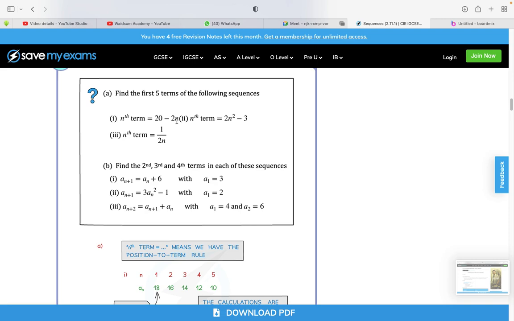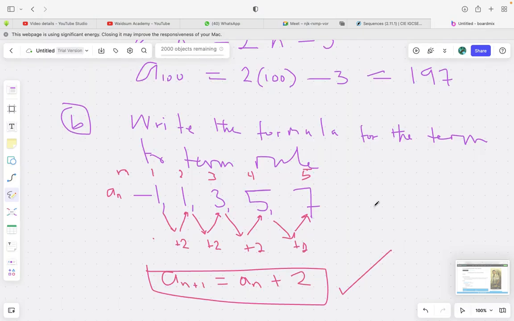For the first case, n is 1. So 2 times 1 is 2, so 20 minus 2. Let's write the formula on our board: 20 minus 2n, and n is 1 for the first case. Let's generate the first 5 terms quickly. Okay, let's generate for this question.